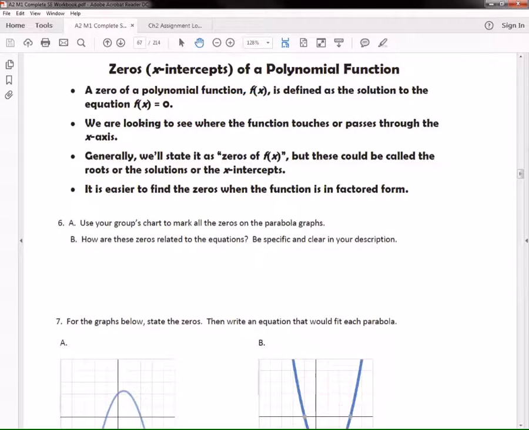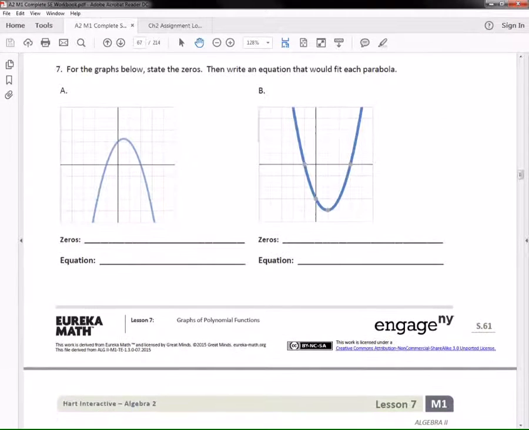So let's move this page up a little bit. I need you guys to find the zeros and then write me an equation that would give me those zeros. Go. Okay, here we go.